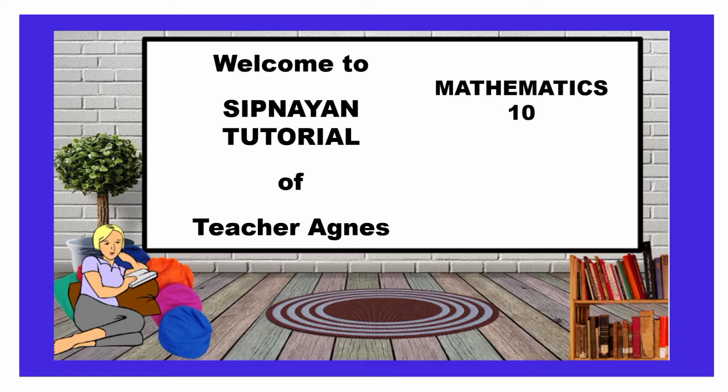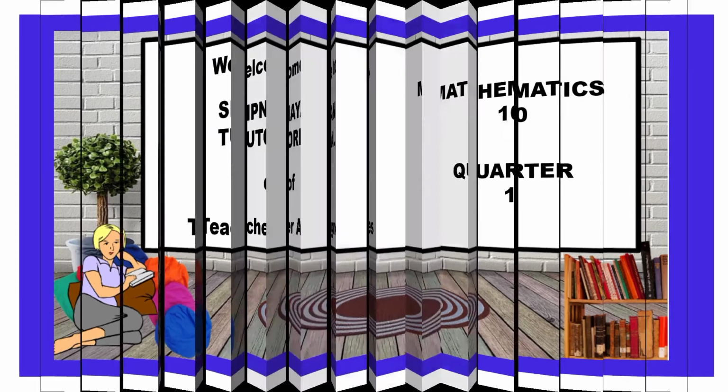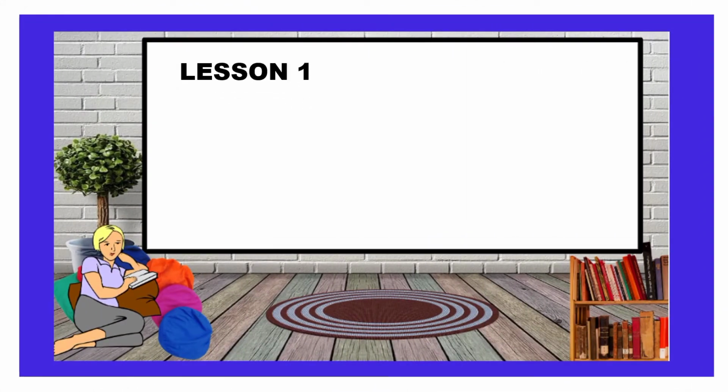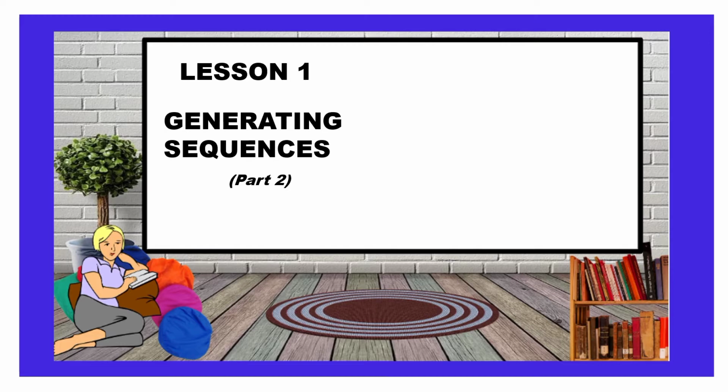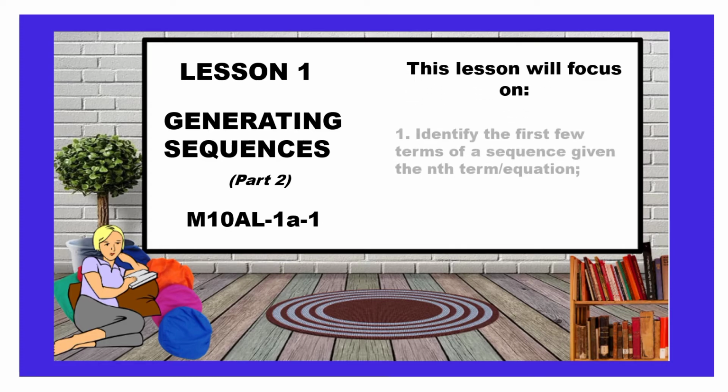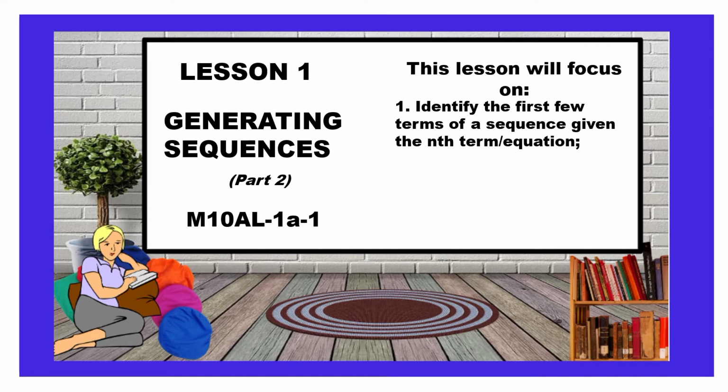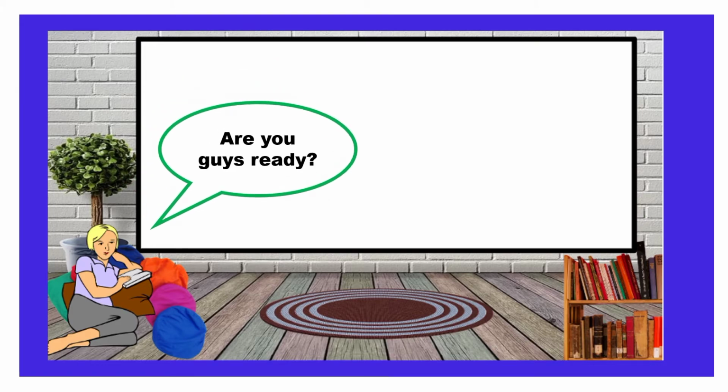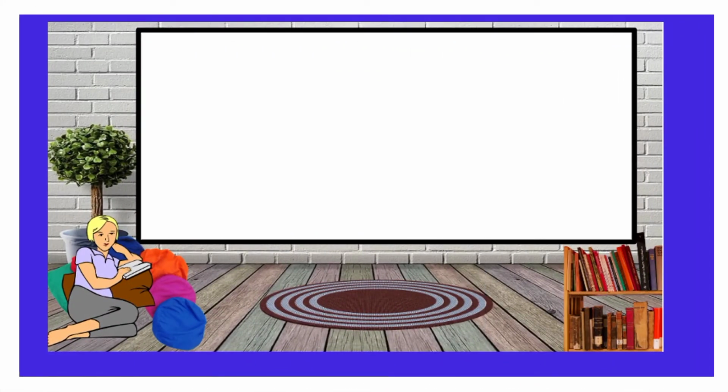And for this video, still on the most essential learning competencies for Mathematics 10, Quarter 1, Lesson 1, Generating Sequences, Part 2. Learning Competency Code M10AL-1A-1. So, this lesson will focus on identifying the first few terms of a sequence given the nth term or equation, and number 2, determine the pattern of the given rule. Are you guys ready? Let's proceed.